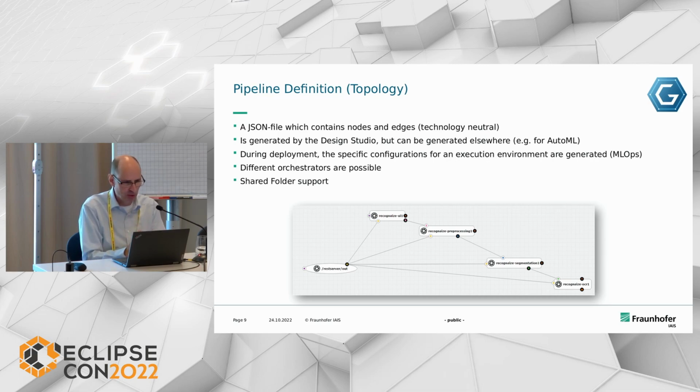Currently we have only one, and we have the shared folder support. This is also depicted in the screenshot below. So the node on the left, REST server out, is the path where all the nodes can store and access files.